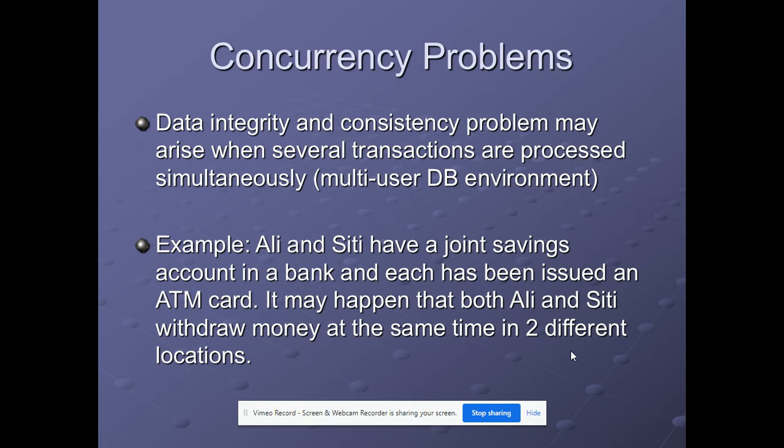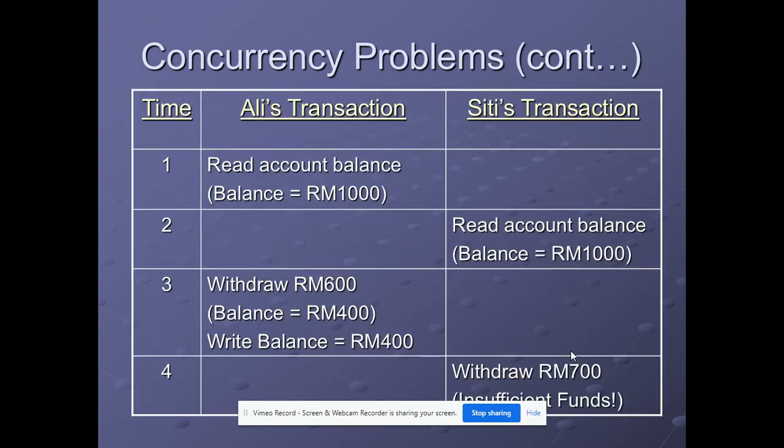Ali and Siti, I do not know if my pronunciation of those names is correct, have a joint savings account in a bank and each has been issued an ATM card. It may happen that both Ali and Siti withdraw money at the same time in two different locations. So we have been given this table. Ali's transaction, time one, read account balance equals 1,000. What currency is that one? I do not know.